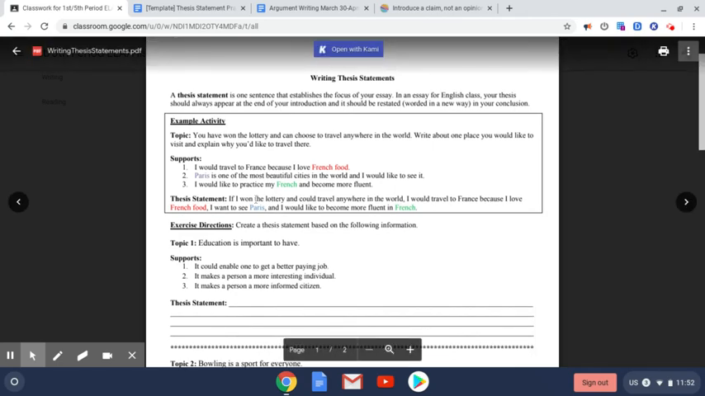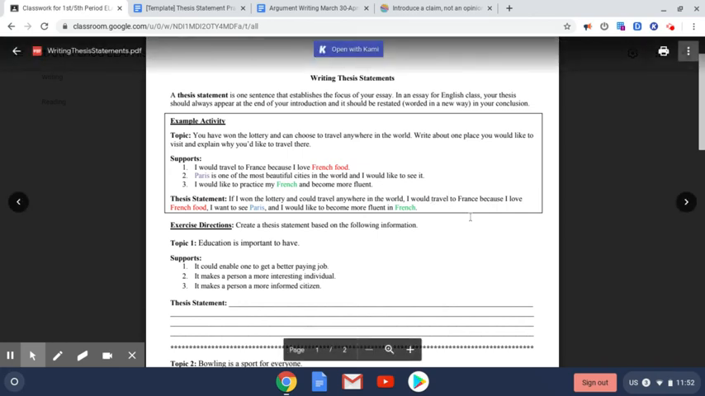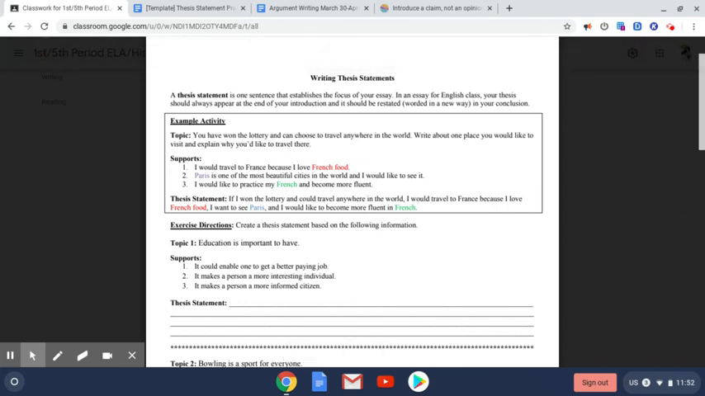So here would be the thesis statement. If I won the lottery and could travel anywhere in the world, I would travel to France because I love French food, I want to see Paris, and I would like to become more fluent in French. That would be the thesis statement, just like you saw in the video. You introduce the topic and then you support it with your reasons.